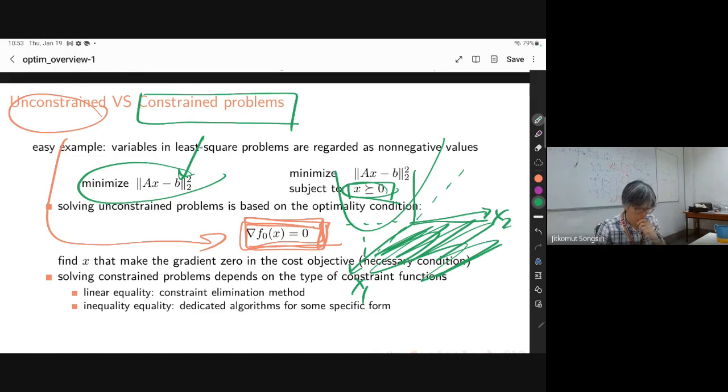We're going to talk about, mathematically, what would be the analogy of this optimality condition for the unconstrained problem. The optimal solution to the constrained problem no longer satisfies this zero gradient condition. We're going to have more. We're going to have the so-called KKT condition. That is the optimality condition for constrained problems.